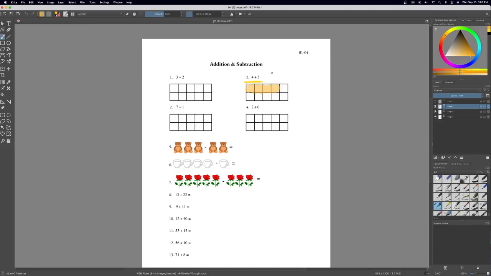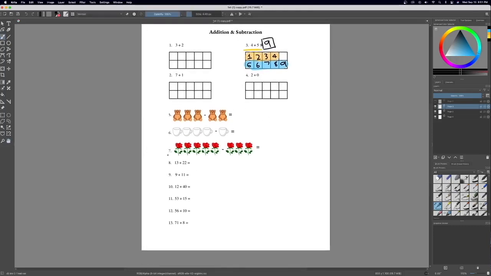And then we have 5 boxes to shade in more. So let's do that really quick. 5 boxes. And now that we have done that, we can count the number of boxes that have been shaded in, and we should get our answer. So we have 1, 2, 3, 4, 5, 6, 7, 8, 9 boxes that are shaded in. So 4 plus 5 is 9.